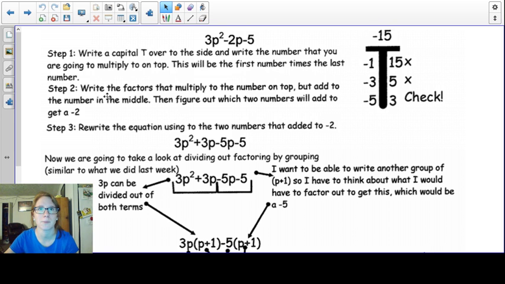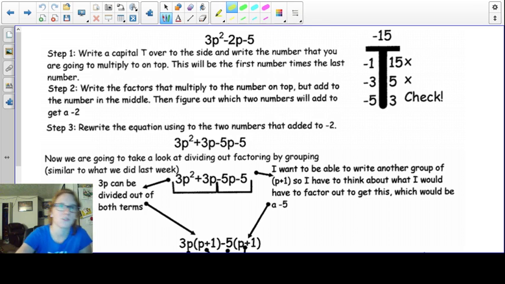Cool. Step number 2. Write the factors that multiply into the top, but add to the middle. So 1 and 15, nope. Negative 3 and 5, nope. Negative 5 and 3, woo! So again, we're going to multiply to the last number, add to the middle number. Notice how that doesn't change. That process will still be the same of multiplying the first with the last and adding to the middle. So in this case, we're going to do negative 5 and 3 again.